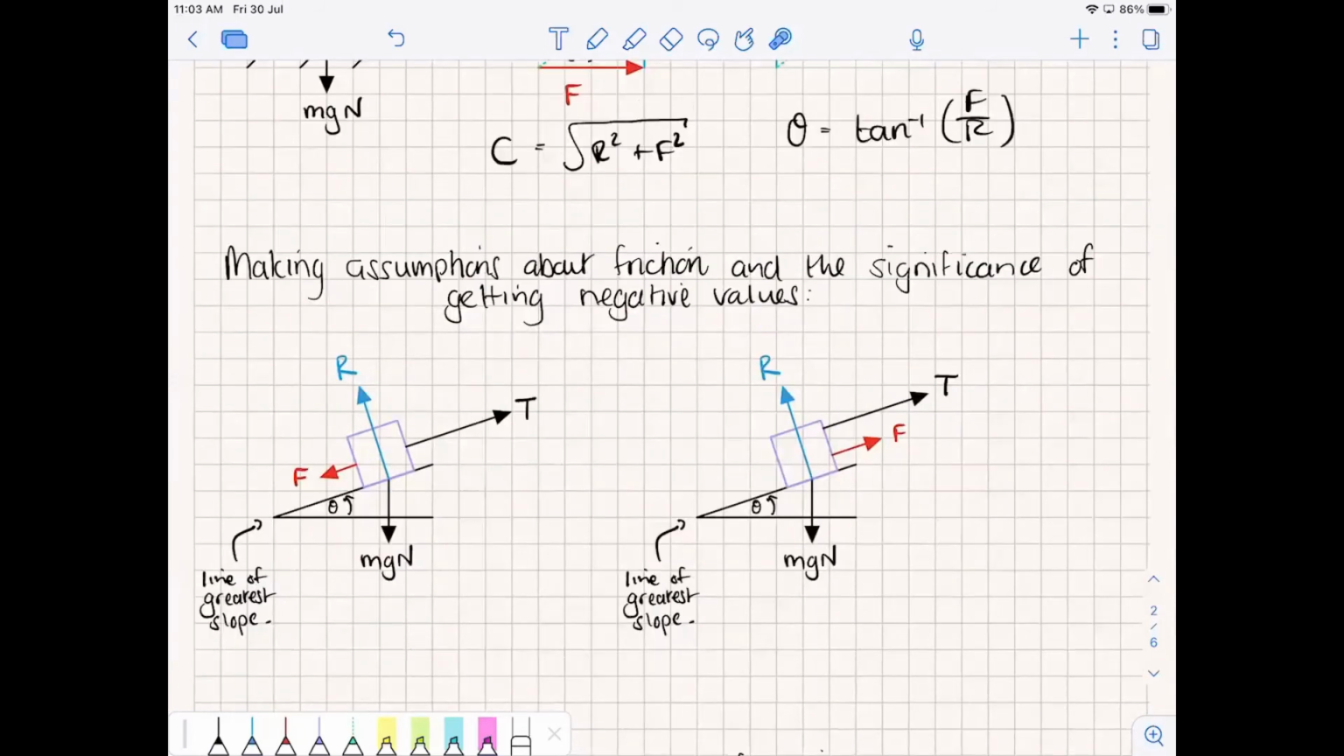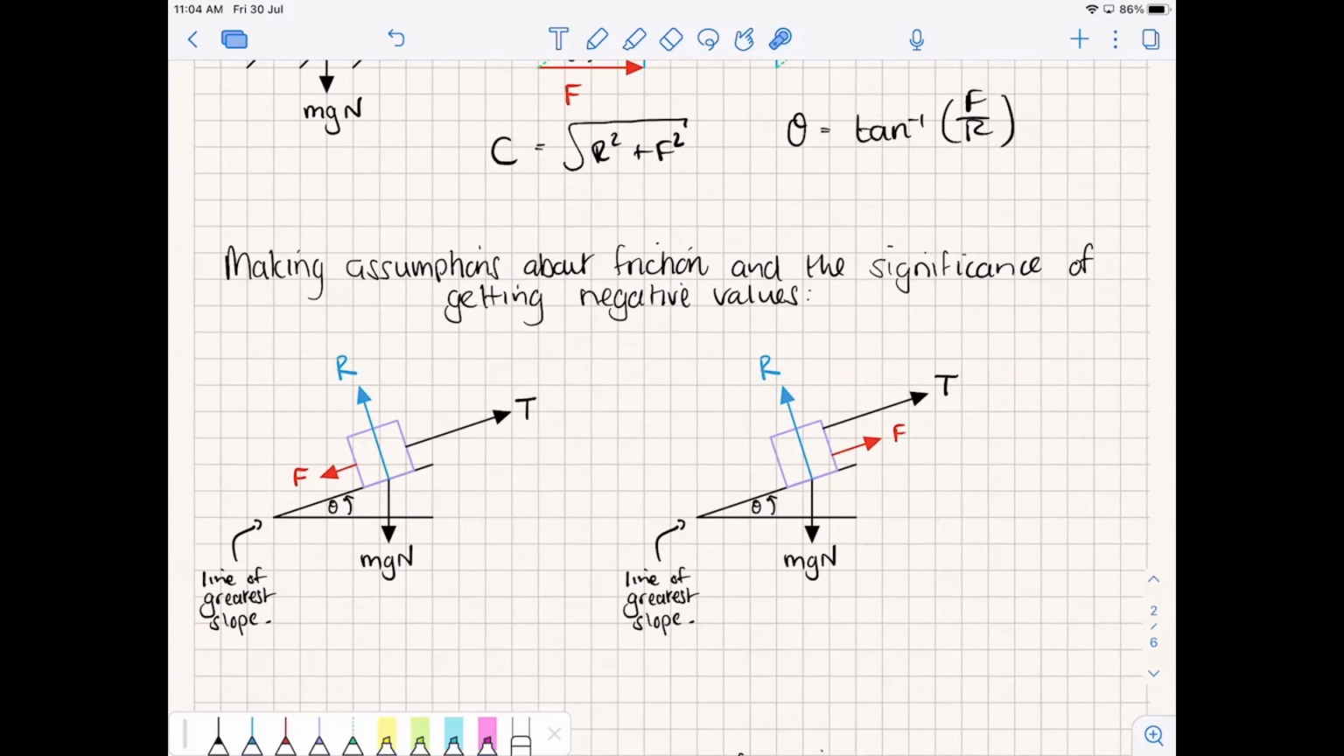Okay, let's talk about making assumptions about friction and the significance of getting negative values. Like with Dominic's question from the homework yesterday, getting the negative number, sometimes you wonder why you're getting a negative number. The reason you might sometimes get negative numbers that you don't want is because you've made the wrong assumption. A lot of the time we don't have enough information to make an accurate assumption, so we make an assumption and it might be wrong.